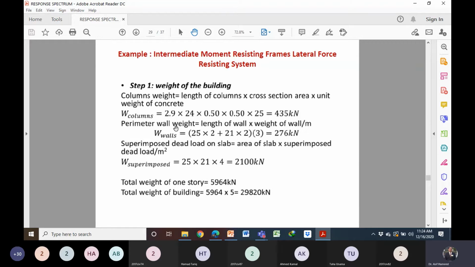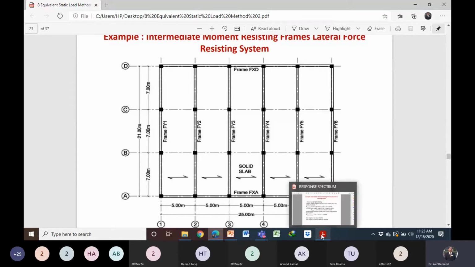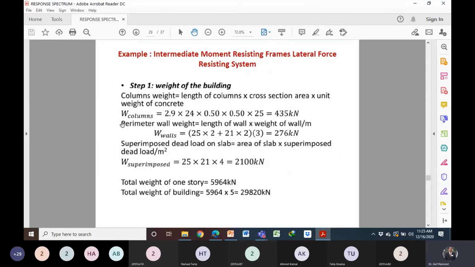Then calculate the weight of the columns. How many columns do we have here? Anybody can count? 24. You're right, 6 into 4, 24. So the number of columns is 24.